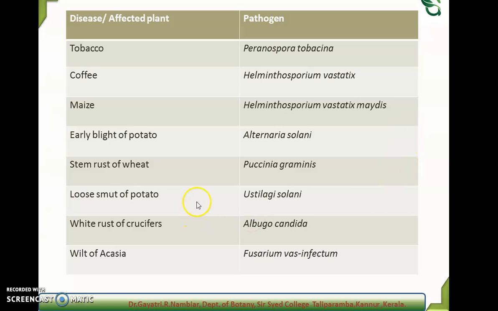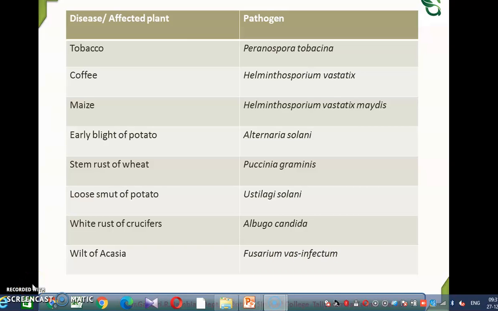Some of the pathogens of plant diseases are, for example, Peronospora tabacina, which causes disease in tobacco. Hemileia vastatrix is causing coffee rust. Helminthosporium maydis is causing maize blight. Early blight of potato is caused by Alternaria solani. These are some of the diseases caused by fungi in various plants, as well as their pathogens.